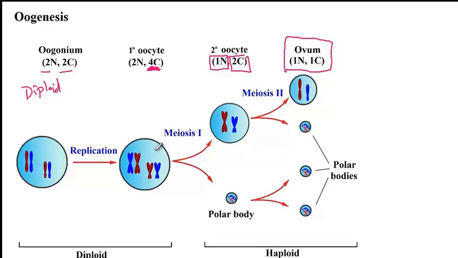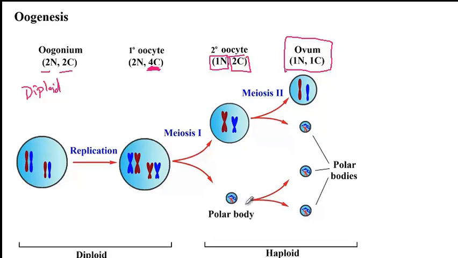So the very first cell was called primary oocyte, that was 2N, 4C, and then after meiosis 1, it was called secondary oocyte, and then finally after meiosis 2, we are having ovum. Now if you've noticed, in females, one cell gives rise to only one ovum, and it's because some of these cells will degenerate and form polar bodies.